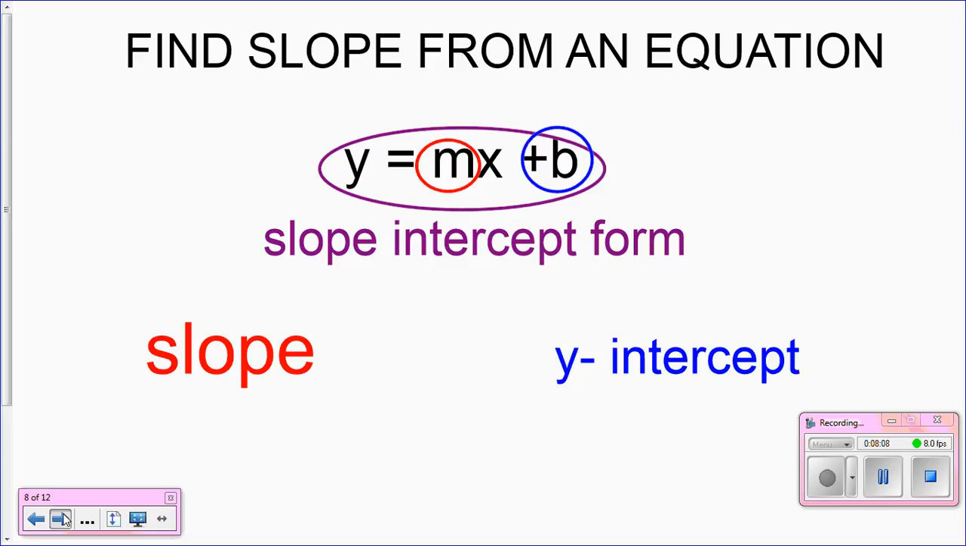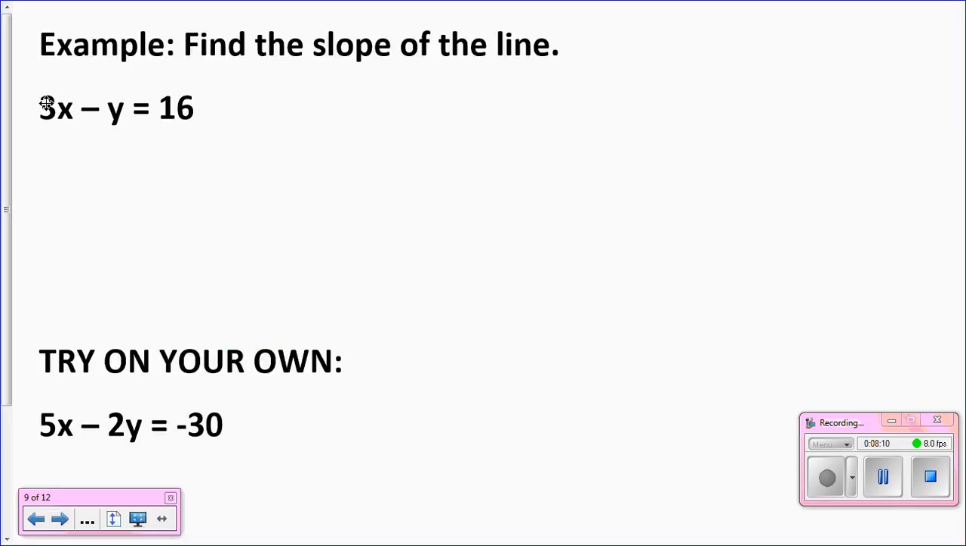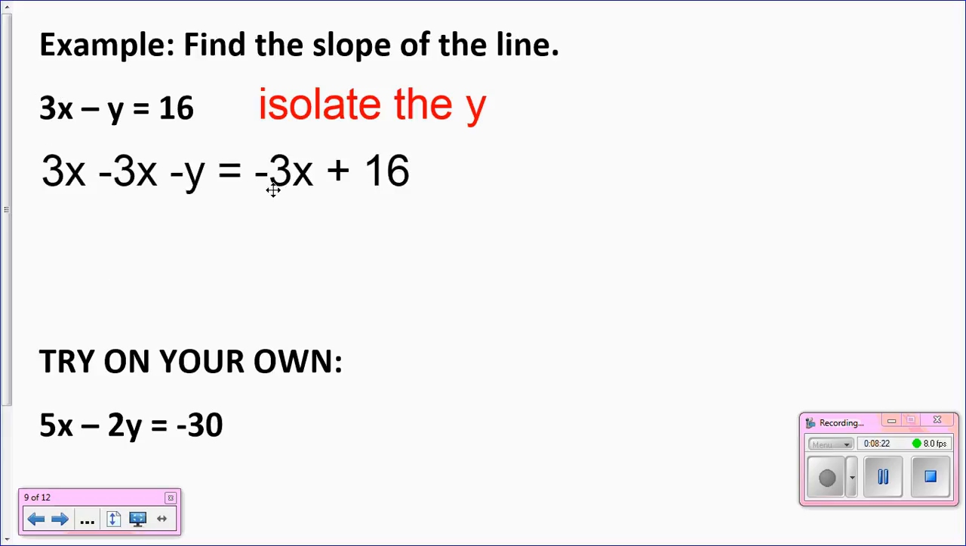So let's go ahead and try an example. Here we go. So we have 3x minus y equals 16. We're going to find the slope of the line. So first we have to isolate the y. To get y by itself, I need to get rid of this 3x. So I'm going to subtract 3x from both sides. If you put the 3x on the other side of the 16, that's fine. I just put it on this side of 16 so it can look like the slope-intercept form that we just wrote down. So the 3x minus 3x cancel each other out, leaving me just a negative y equals 3x plus 16. Now I have to get rid of this negative sign.